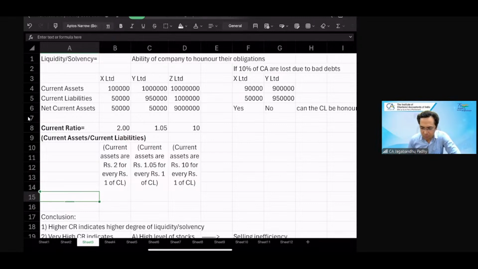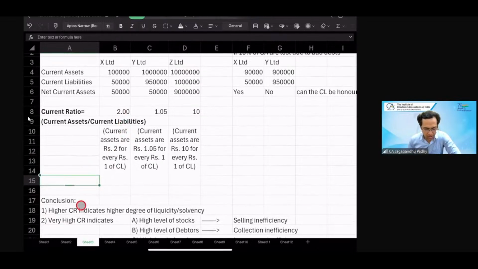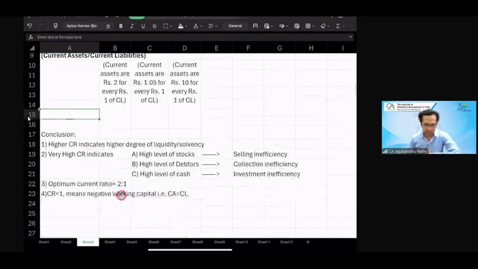But that doesn't work always, right? Because obviously we say a high current ratio indicates higher liquidity or solvency, but a very high current ratio is going to indicate some sort of inefficiencies. It may be due to a high level of stocks, high level of debtors, or high level of cash. Third, the optimum current ratio, we said, cannot be very high or very low; it has to be 2:1. And of course, if the current ratio is less than 1, it means there is a negative working capital. That's your current assets being less than your current liabilities.